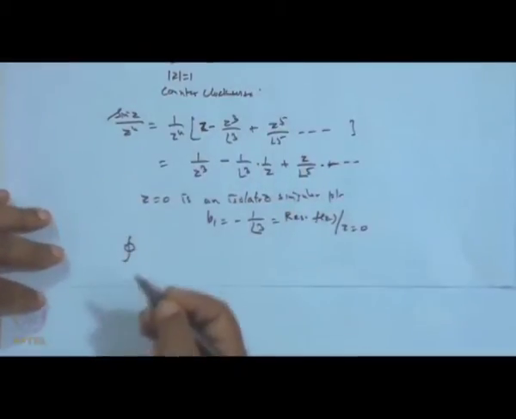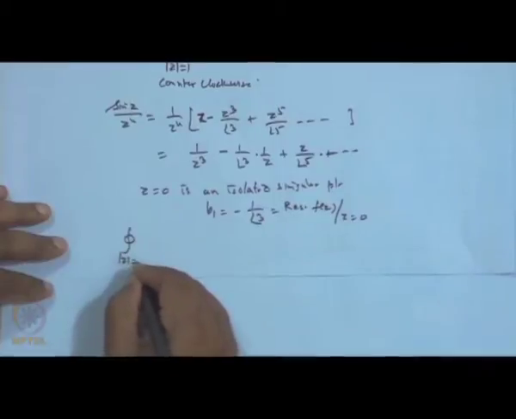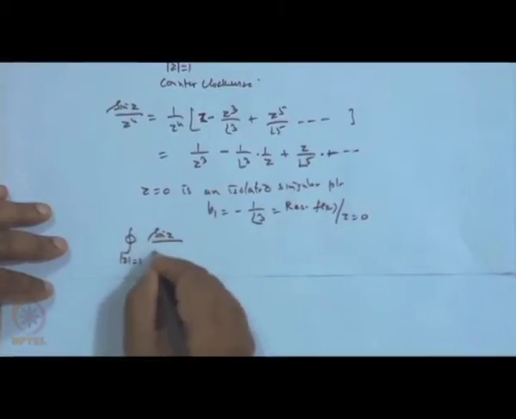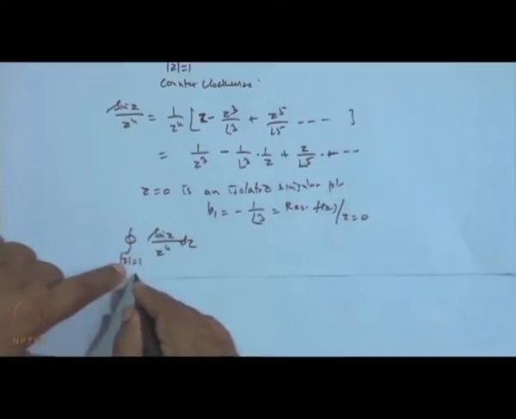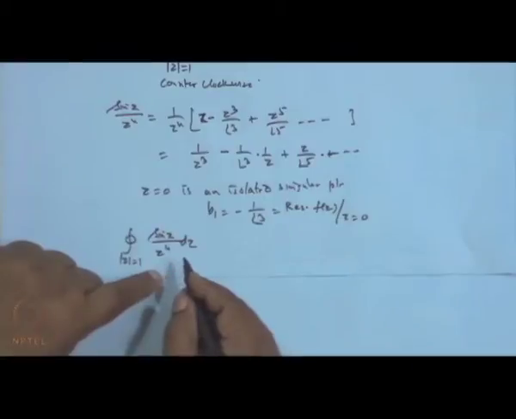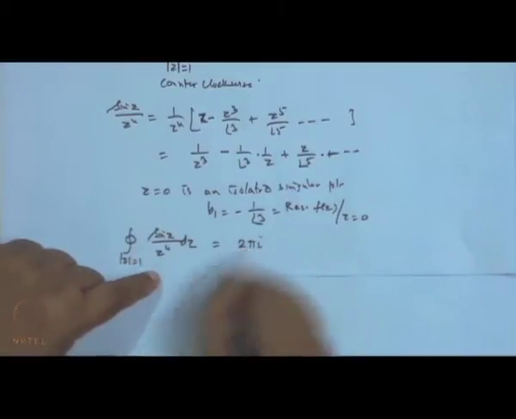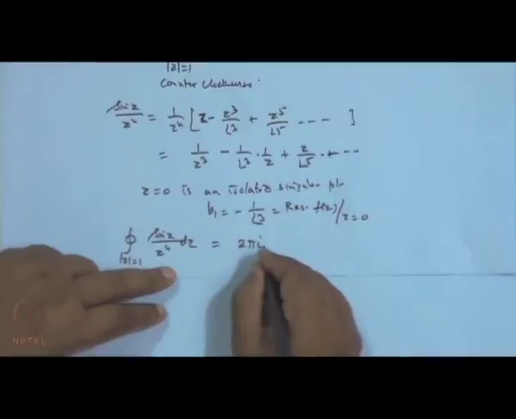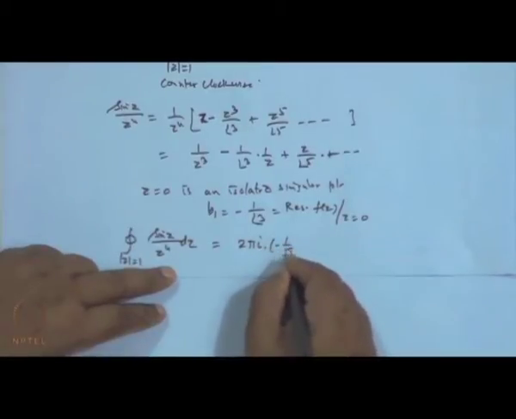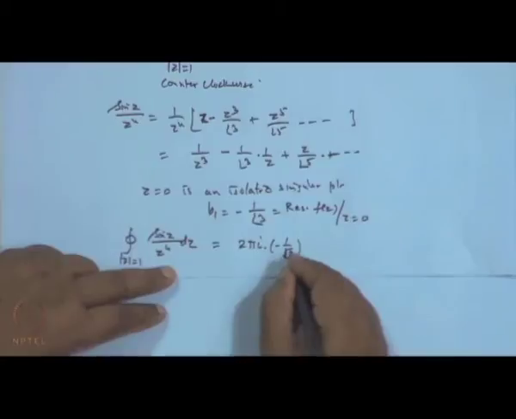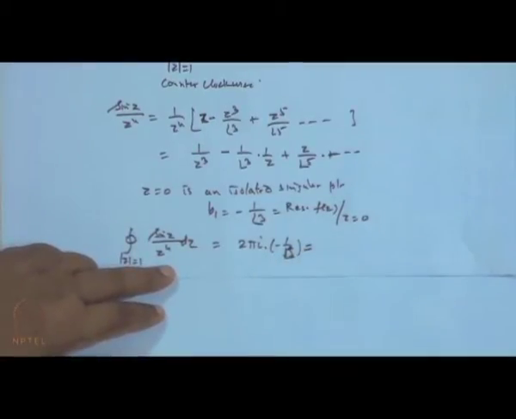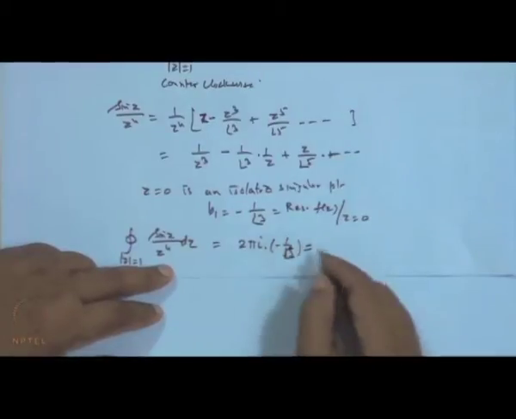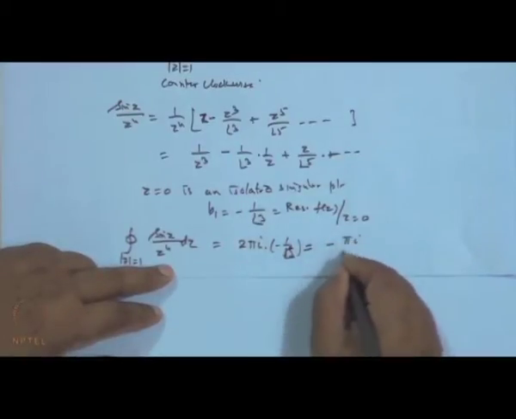So, if you are interested in this value, then the integral of the function sin z over z to the power 4 dz along the curve mod z equal to 1, which encloses z equal to 0 as an isolated singular point, is by the theorem 2 pi i times b 1. b 1 is minus 1 by factorial 3, and that comes out to be minus pi i by 3.